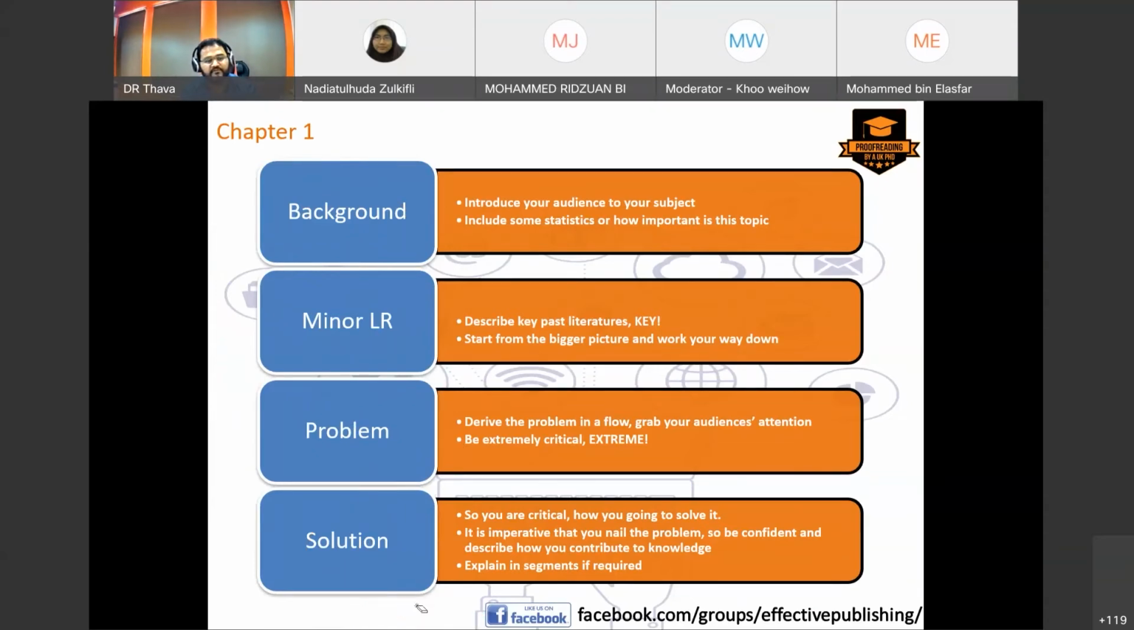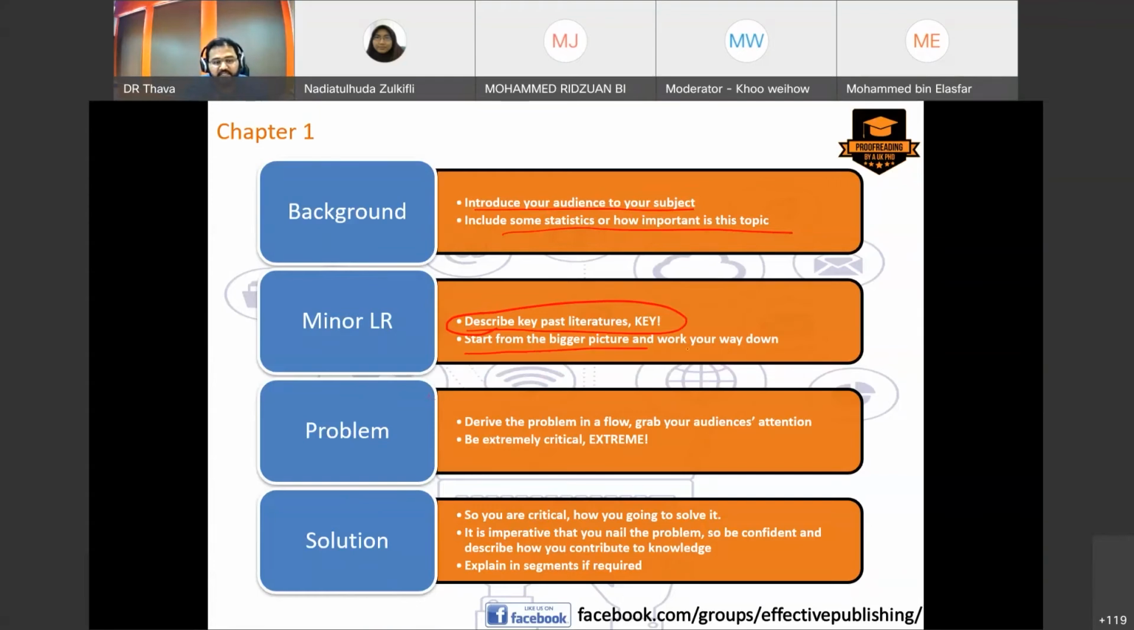As part of the background, you must introduce your audience to your subject. You must give an introduction to what you're trying to do and so on. Always include some statistics to build motivation for why you're working on this topic, followed by adding very important literature to support that motivation. This literature is not a problem statement yet. This is your motivation towards establishing a problem.